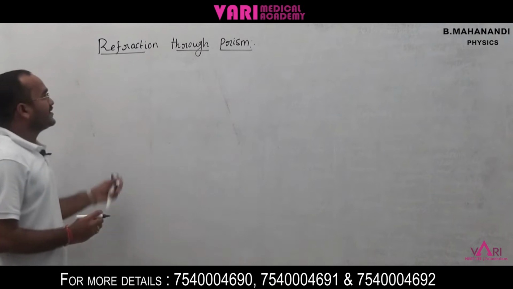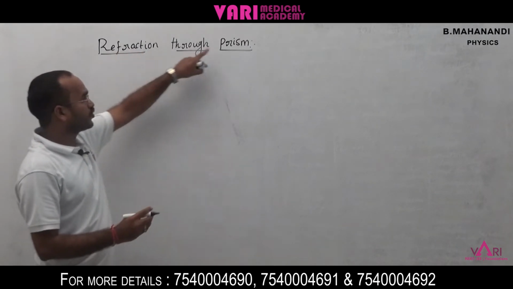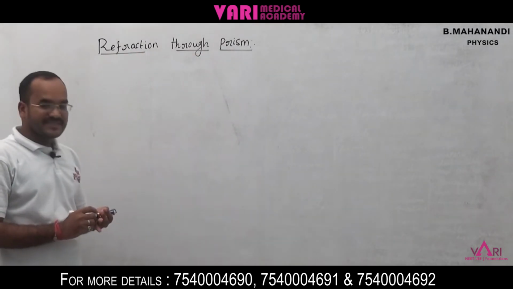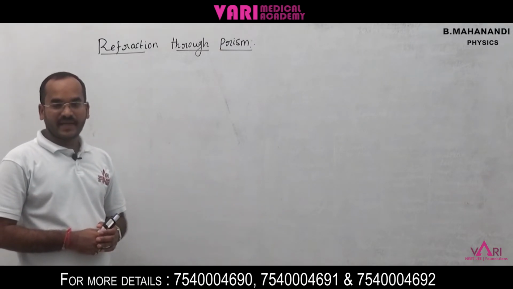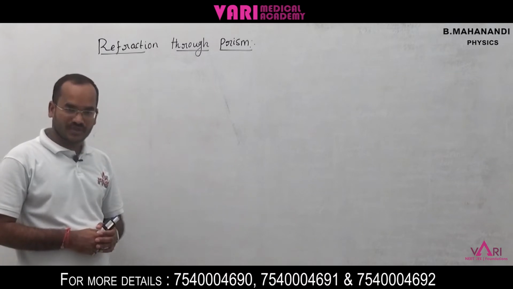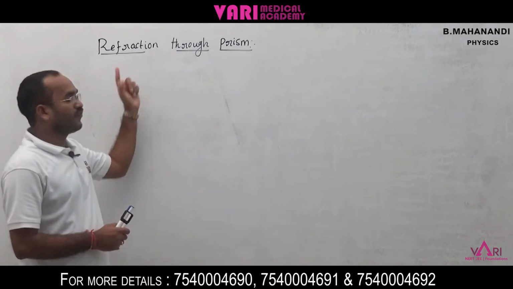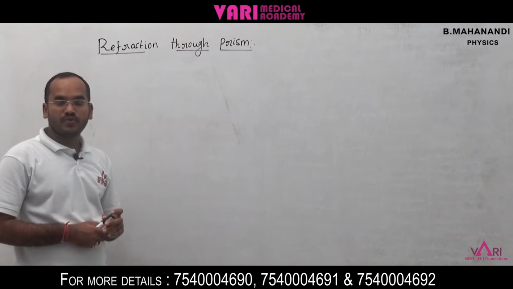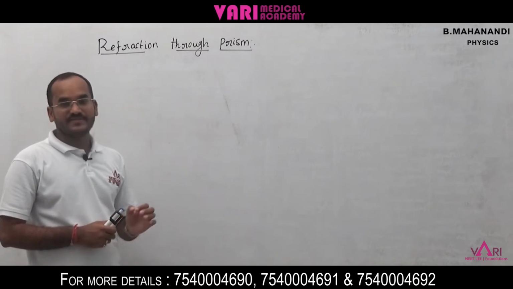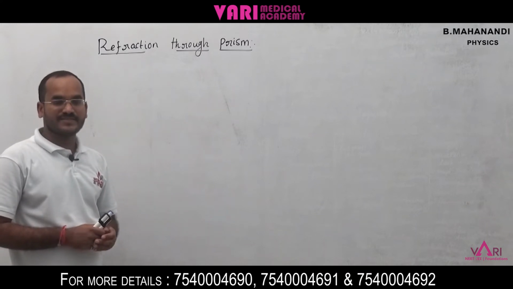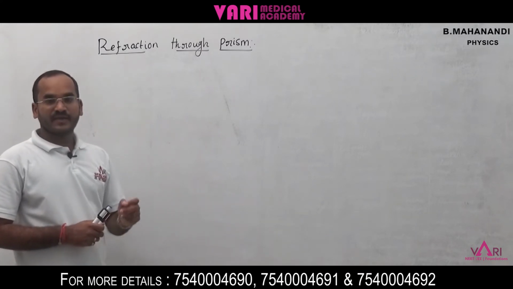Now, what is the explanation of the refraction through a prism? A prism has three surfaces. One is a rough surface and the other two are smooth surfaces. Refraction is possible only at the two smooth surfaces. At the rough surface, refraction is not possible.